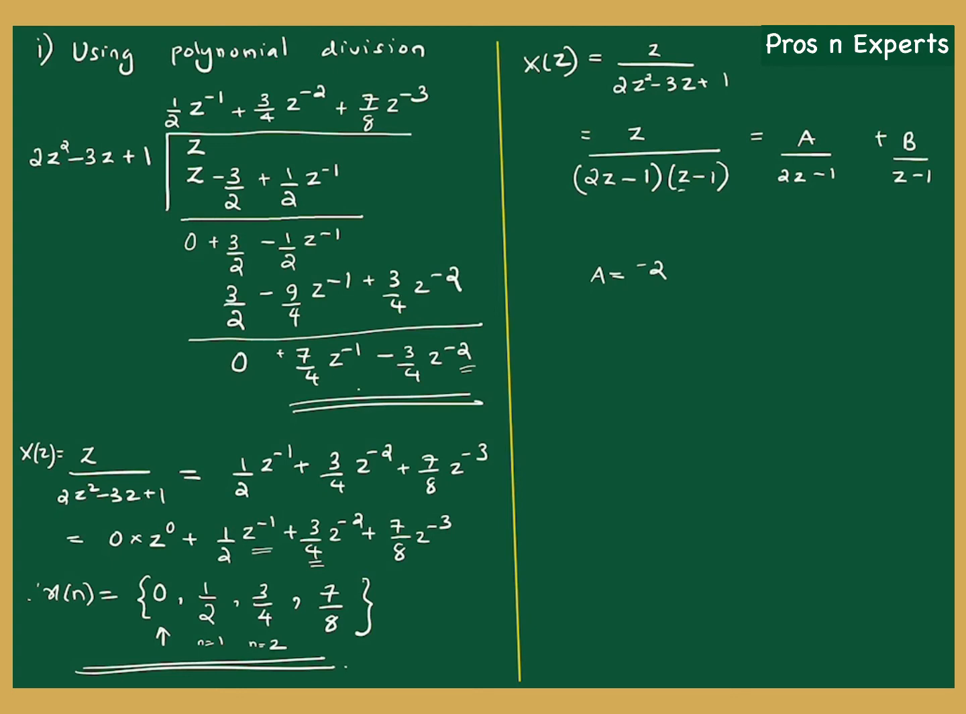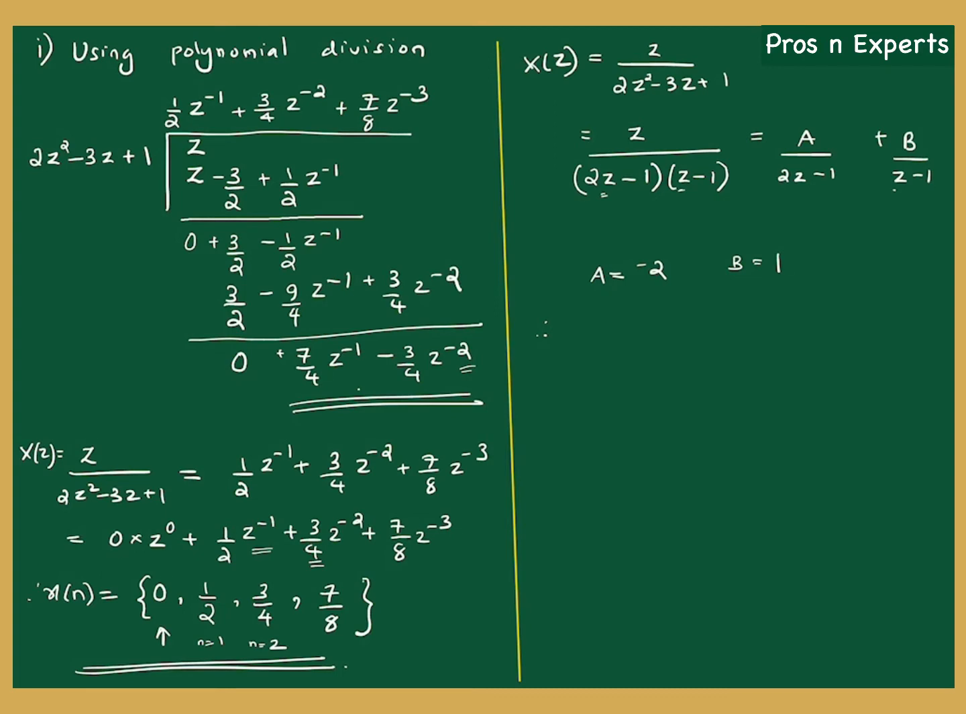And what is b? I'm speeding up a bit because we have done many questions like this, in order to save time. B equal to, put z equal to 1 in this term, so 1 by 2 minus 1 is 1. So b equal to 1. Therefore, one second. This is a problem here.